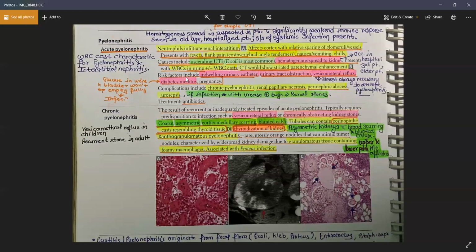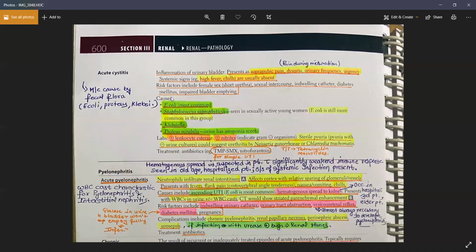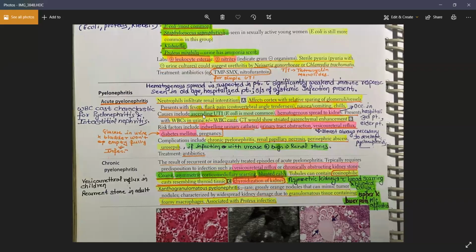Now, risk factors include indwelling urinary catheters and any history of urinary tract obstruction. These risk factors are the same for both cystitis and pyelonephritis. One more thing is required, which is the vesicoureteral reflex, which is always required in order to get an ascending type of pyelonephritis.